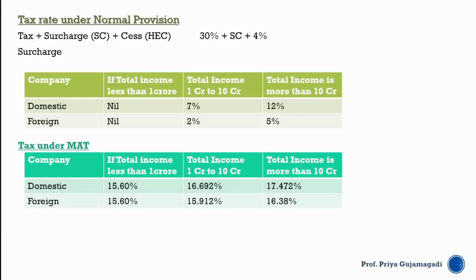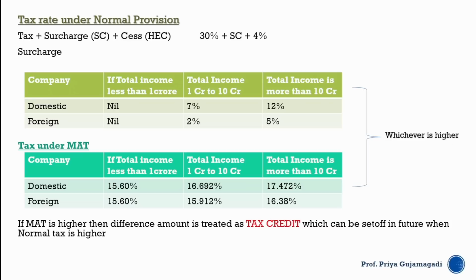After calculating tax under normal provision and MAT, we have to compare them. Among the answers we got, whichever is higher, that is the tax paid by the company. Listen to this once again. We have to calculate the tax under normal provision; the rate is 30% plus surcharge plus 4%. And we have to calculate MAT on book profit according to these rates. After we get the answers, we have to compare both. Whichever is higher, that is the tax payable by the company.